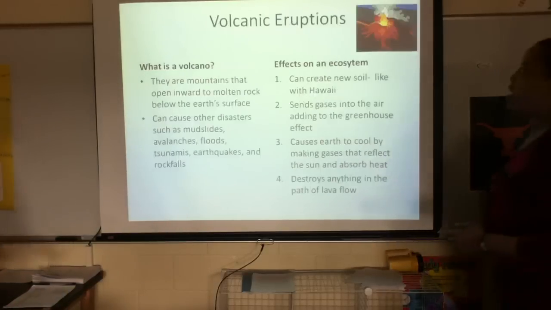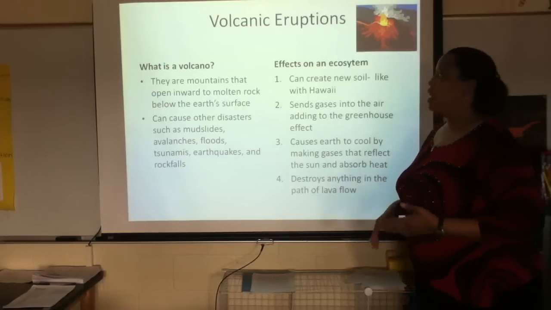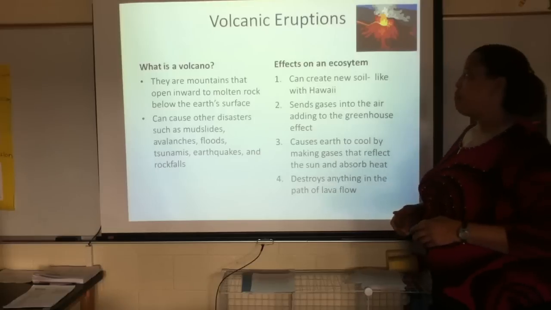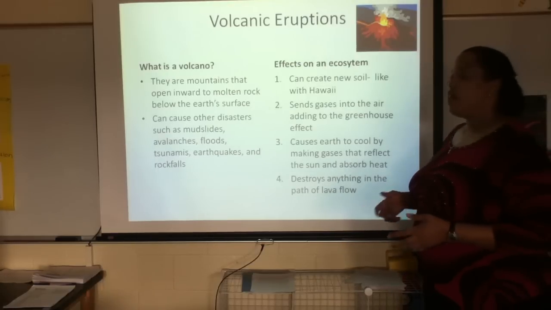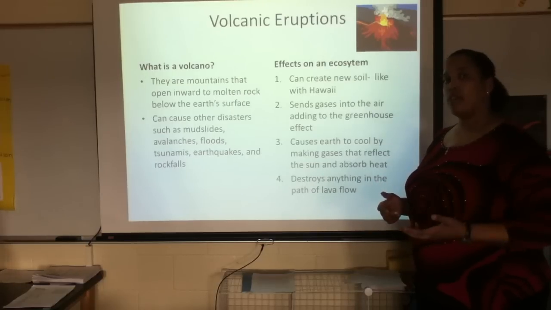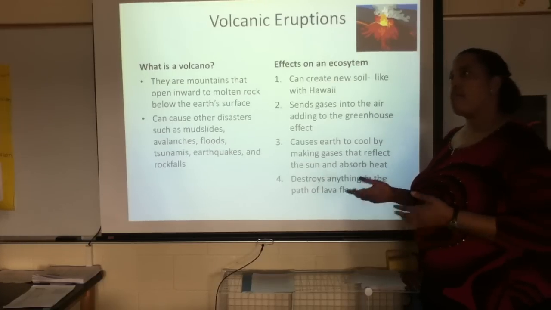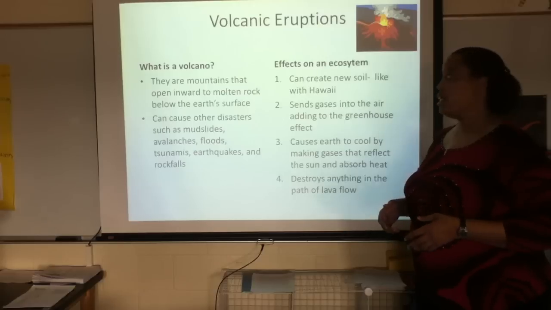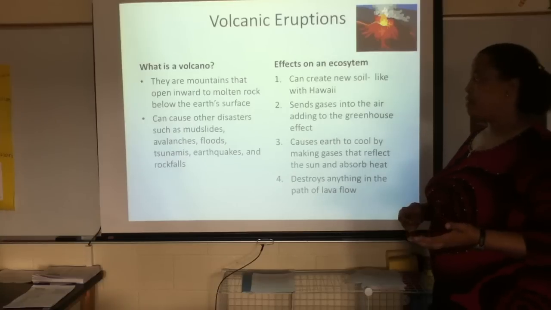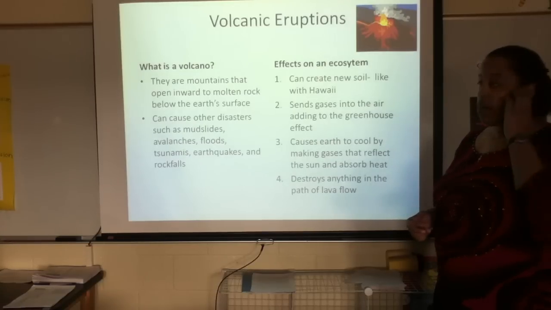All right, our next one, volcanic eruption. Volcanoes are mountains that open inward to the molten rock below the Earth's surface. Volcanoes and mountains are formed in a similar way, which is why some volcanoes are called mountains as well, like Mount St. Helens. They can cause other disasters such as mudslides, avalanches, floods, tsunamis, earthquakes, and rock falls.